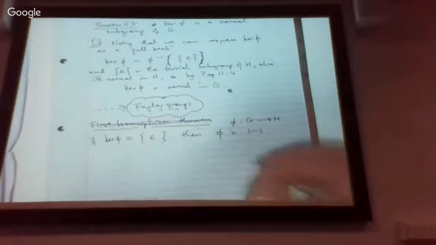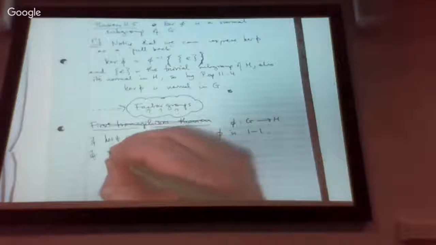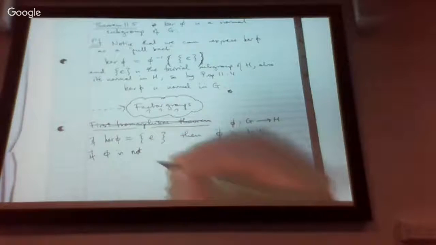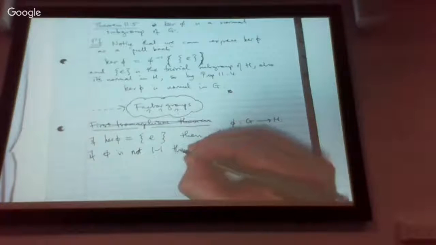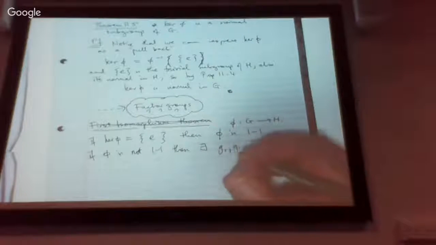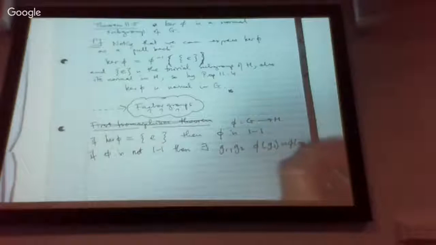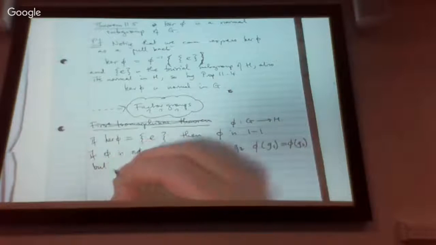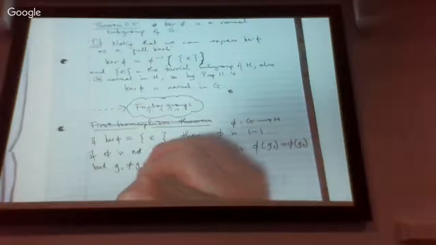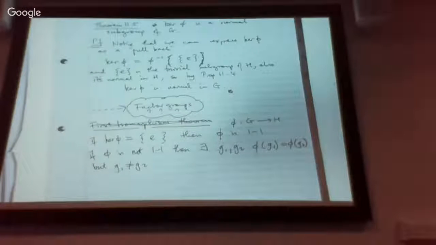True. Yes, because I think we can do this by proving the contrapositive. If phi is not 1-to-1, then there exist little g1 and little g2 such that phi of g1 is equal to phi of g2, but g1 is not equal to g2. That's how a mapping can be not 1-to-1. So we want to prove that if that's the case, then there must be something non-trivial within the kernel.